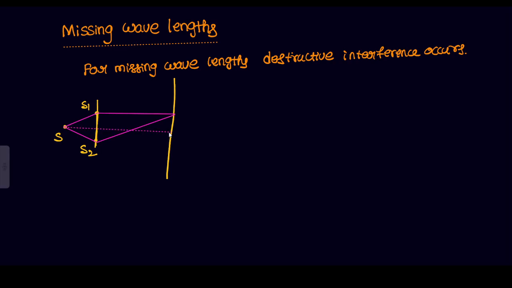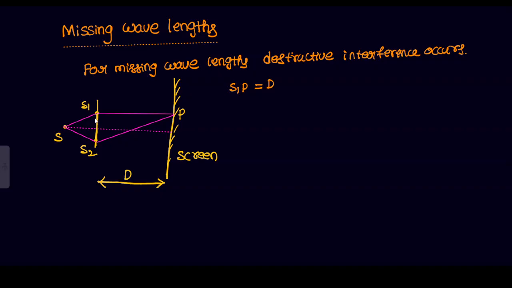Now look at this point, we are calling it P. This is the screen. Now the distance from the screen to the slits is capital D. Now you tell me, how much is the S1P distance? S1 to P distance is how much? Here to here, that is capital D.